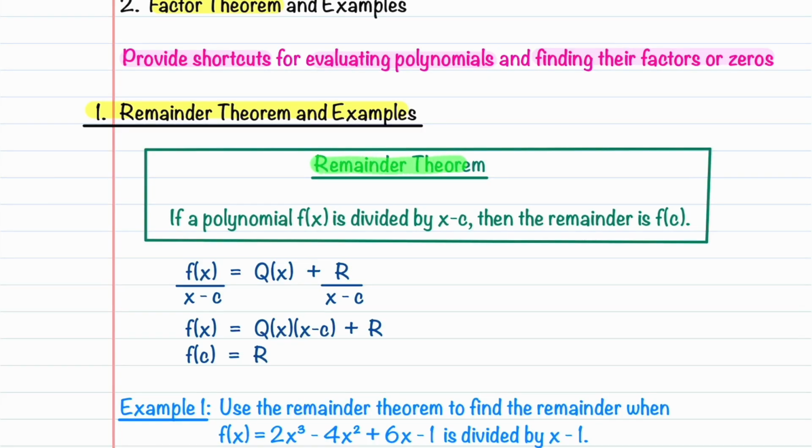The Remainder Theorem tells us that if a polynomial, f of x, is divided by x minus c, then the remainder is just f of c. I'll show you where this comes from.